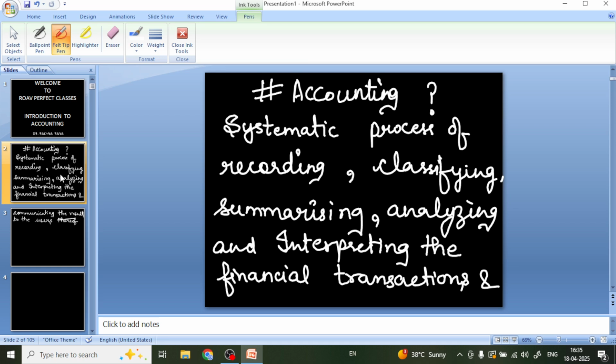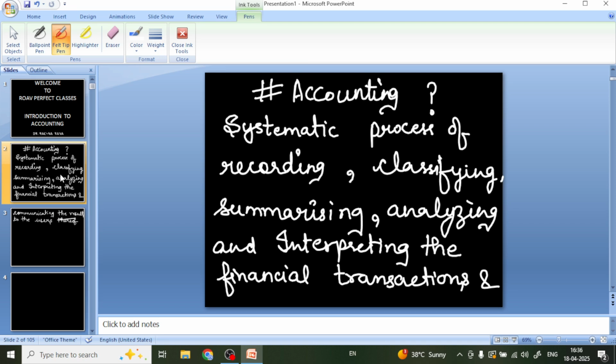According to the American Accounting Association, accounting is the process of identifying, measuring, and communicating economic information to permit informed judgments and decisions by users of information. Now, how to identify financial transactions and events? Accounting records only those transactions and events which can be measured in terms of money, and it involves identifying those transactions and events which are part of economic activities.